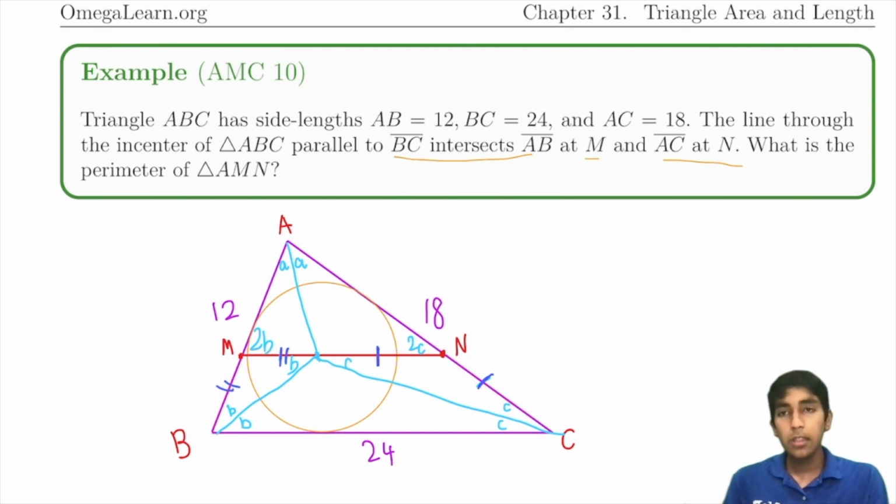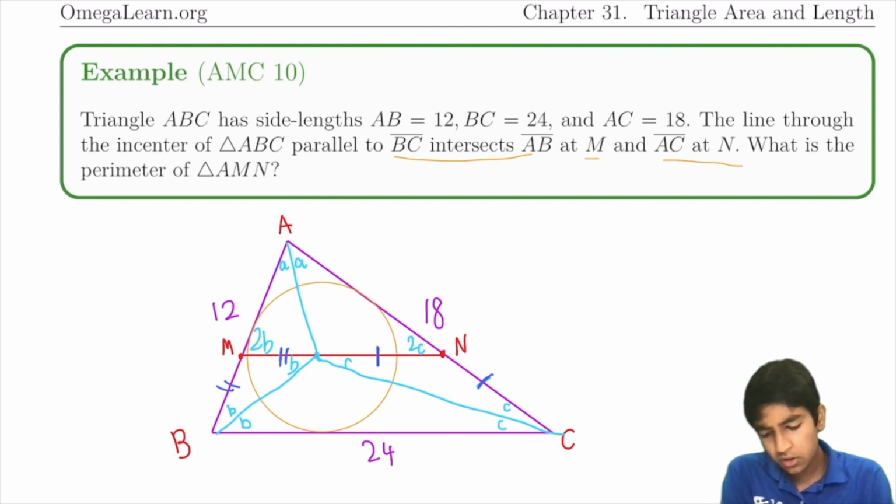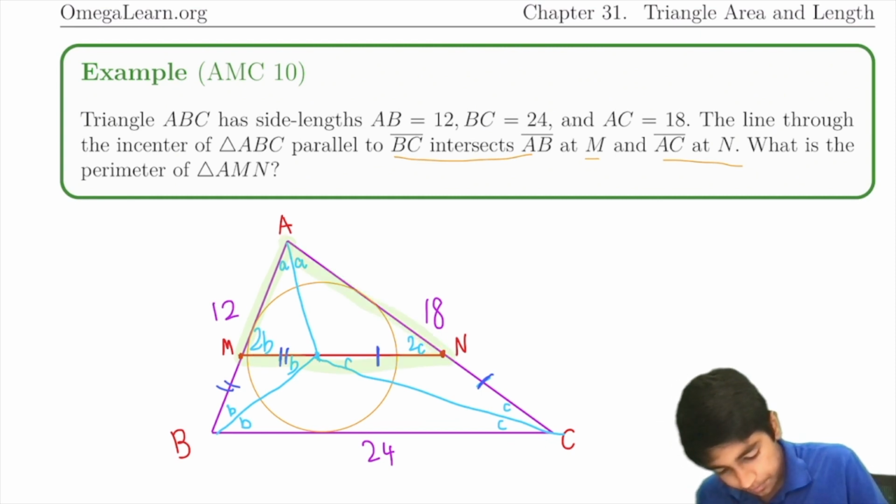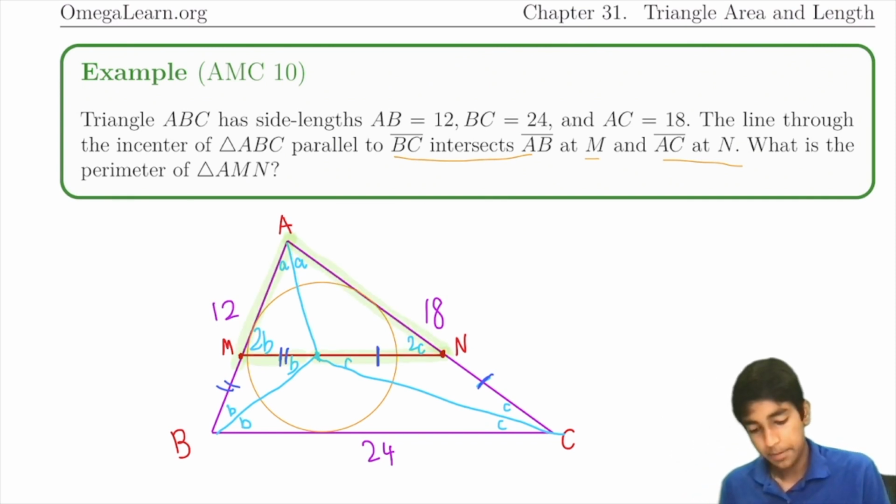But we still need to find the perimeter of AMN. How do we know what AM is? We don't know what AM is. We don't know what MN is either. But the thing is, we don't need to know what AM, MN, or NA are. Because you can think about it, let's say we have that perimeter in green. We've got three parts: AM, AN, and then the bottom side.